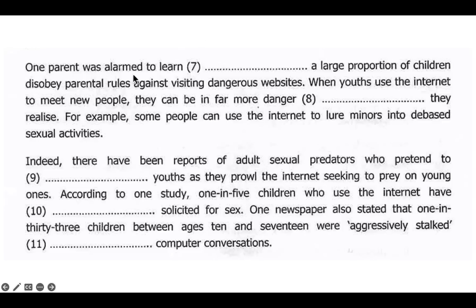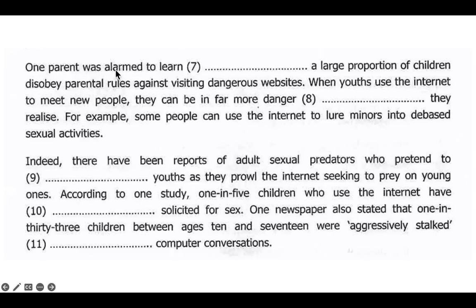One parent was alarmed to learn dash a large proportion of children disobey parent rules against visiting dangerous websites. So let's read through again. One parent was alarmed to learn that. When one is learning, it's more like this person came to discover, or to notice. So you notice that, or you learn that a large proportion of children disobey parental rules against visiting dangerous websites. So we are starting from here. The deep meaning was from here.